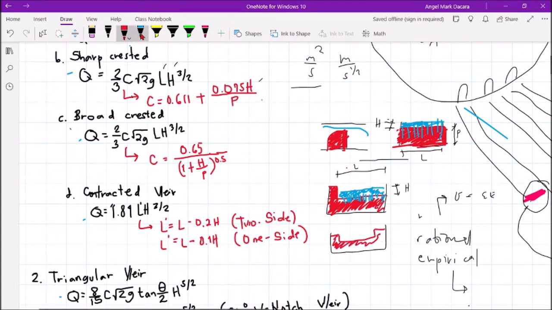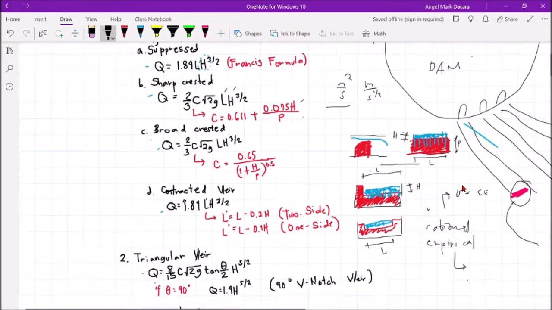Okay. Tapos, water level is yan. So, ang L natin is this. And syempre, hindi pa yun yung gagamitin mo, kasi yung gagamitin mo sa Francis formula is L prime. Okay? That's L minus 0.2H kasi dalawa yung contraction. Okay? So, madali lang tandaan.